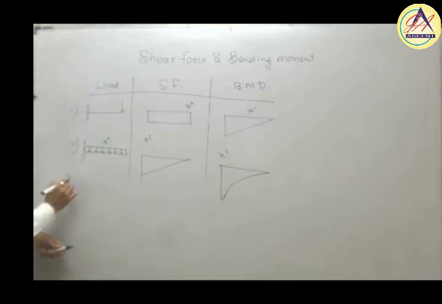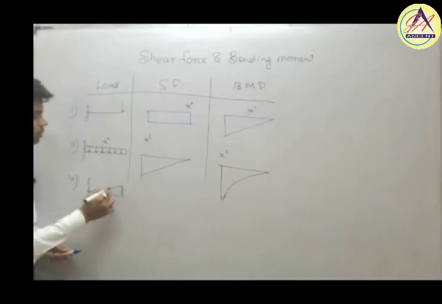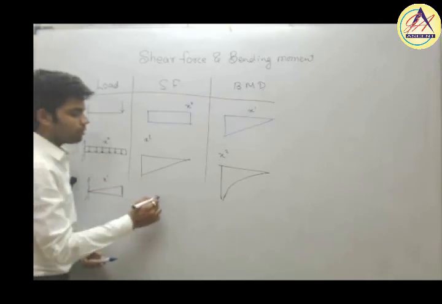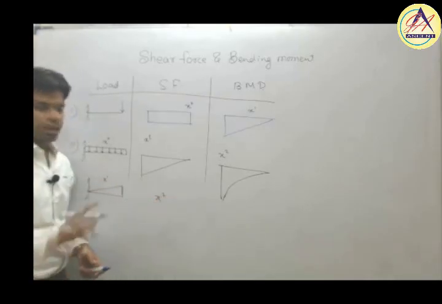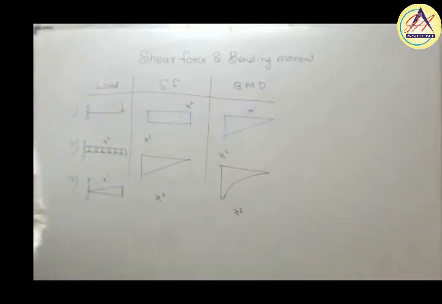Suppose we have a UVL loading like this. That means the loading itself is of x to the power 1 curve. The shear force diagram will be an x square parabola, and the bending moment diagram will be an x cube parabola, and so on likewise. Okay, so this is the way we can determine the curvature of the shear force and bending moment.